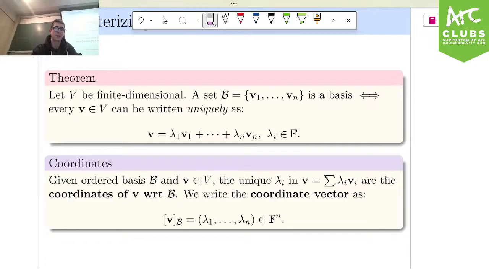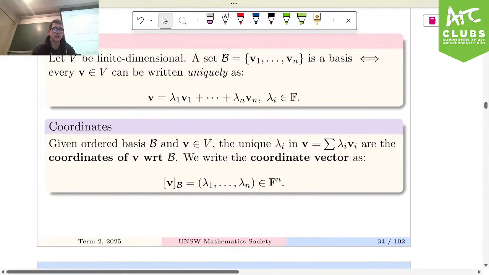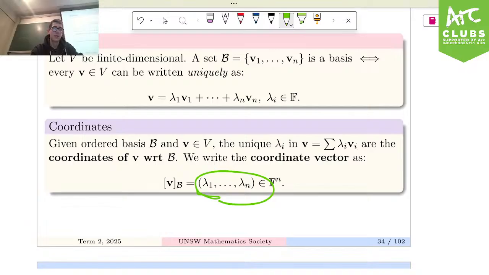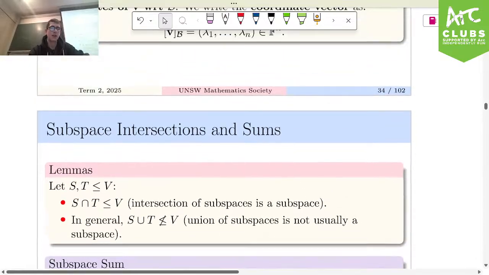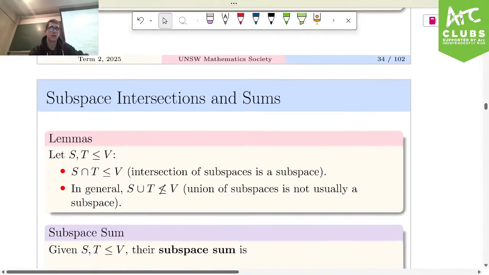Okay, so that gives us the idea of a coordinate vector, with a special notation with the B down the bottom and these square brackets to denote this type of column vector. We have lambda 1 through lambda n here to express our vector with respect to our basis B. Okay, so that's what w.r.t. means, with respect to. And now we'll see how that's useful in the next topic, which is linear transformations.